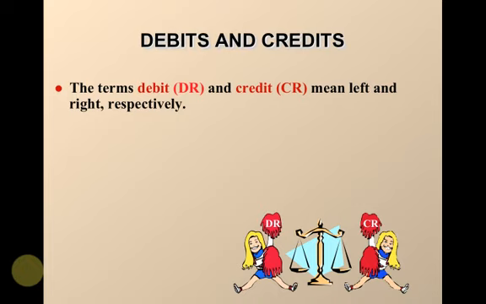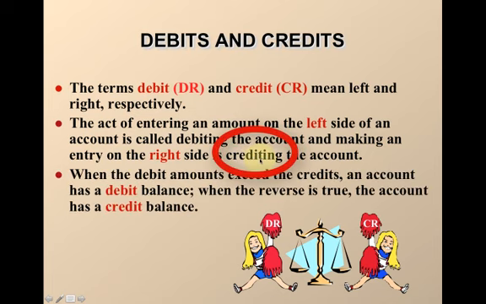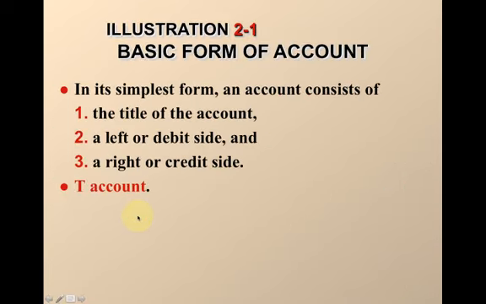Debit and credit mean left and right. That's it, nothing else. Debit means left, credit means right. The act of entering an amount on the left side of an account is called debiting the account, and making an entry on the right side of the account is crediting it. When the debit amount exceeds the credits, an account has a debit balance. And the reverse is true. If the credits exceed the debits, then it has a credit balance.